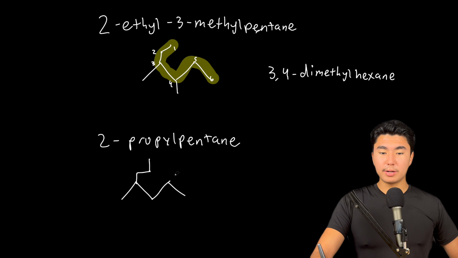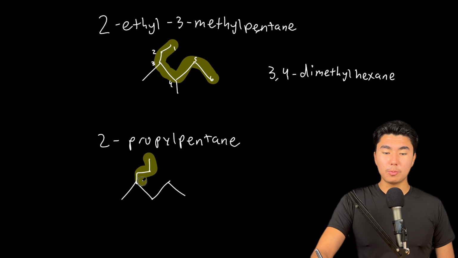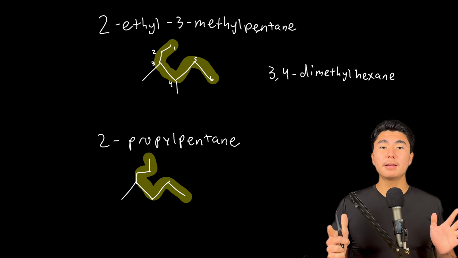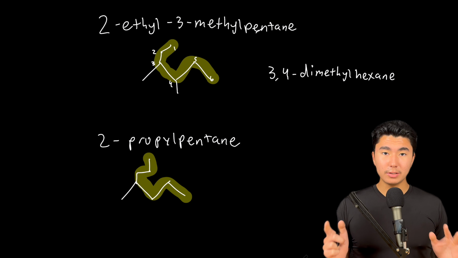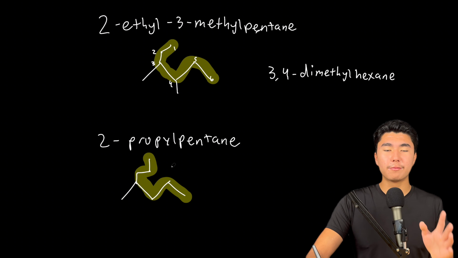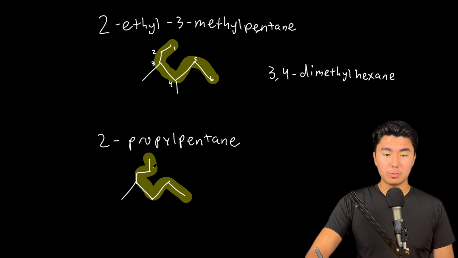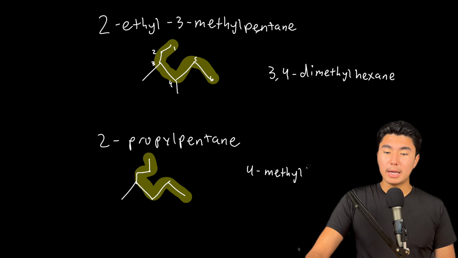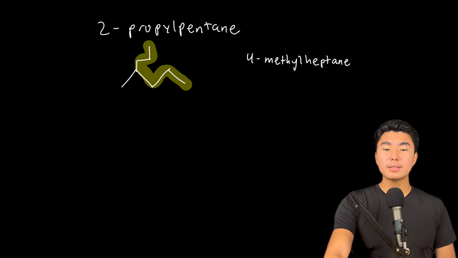And our longest parent chain is going to descend from this propyl all the way down. And this is going to create 1, 2, 3, 4, 5, 6, 7 carbons. We have 7 carbons. And at our third carbon over here, we have a methyl. So this is going to be, the fourth carbon, we have our methyl because this is 1, 2, 3, 4. So this is going to be 4-methyl heptane.